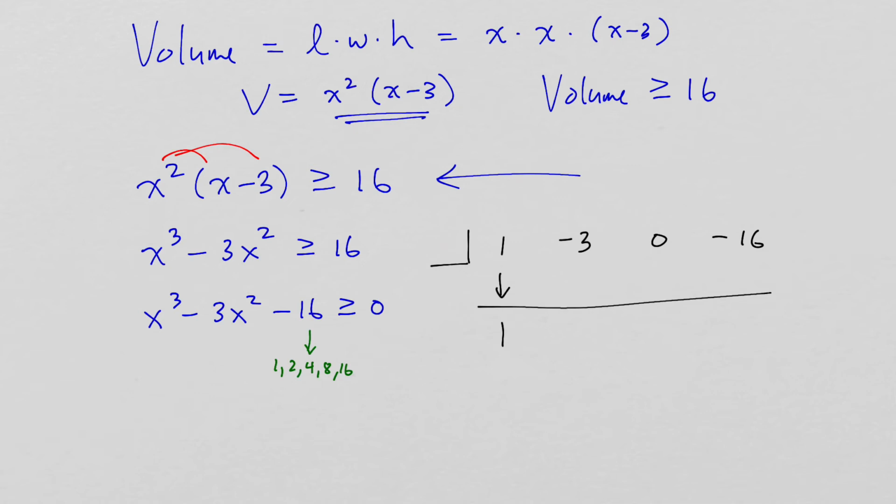So maybe I'll guess x equals 2. Well, let's go through the process. 2 times 1 is 2, and then we add. 2 times negative 1 is negative 2, and then we add. And 2 times negative 2 is negative 4, and we add. And once again, this is a failure because we did not get 0.